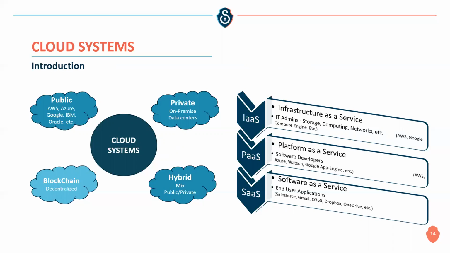The second is platform as a service, where you are basically targeting software developers so that they can create their software applications. All those application developers can use the processing power or the computing power of these platforms, such as Azure or IBM Watson or Google App Engine.